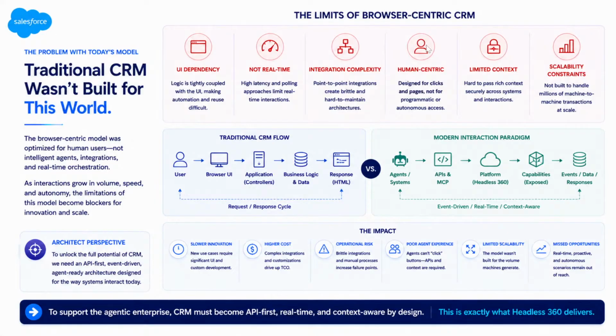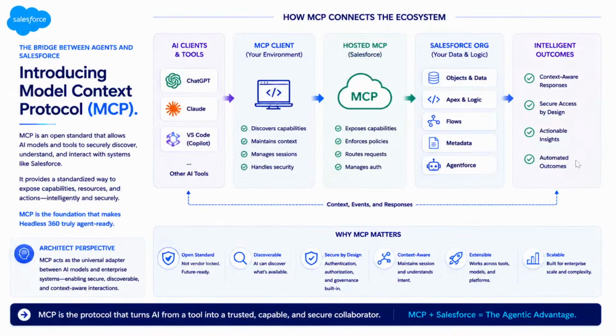It was human centric. Now things are more agent centric. We had limited context, and there was always a scalability constraint. When we are too heavily dependent on user interfaces, of course, scalability becomes a constraint, right? So the traditional CRM flow was user, browser interface, application, business logic, response. Now it's agents, API or MCP tools, platforms, capabilities, events, data, etc. All right, so this is what has changed.